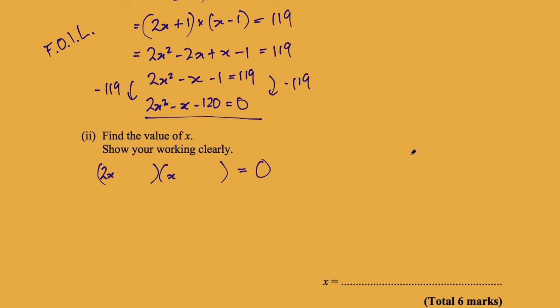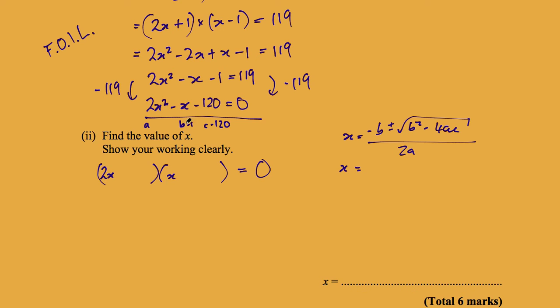I can use the formula, which is x equals... Sorry, I've skipped a bit. x equals minus b plus or minus the square root of b squared minus 4ac, all over 2a. So we've got a is 2, b is minus 1, and c is minus 120.